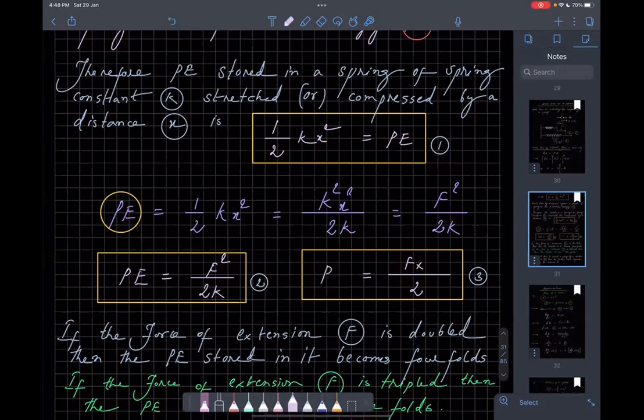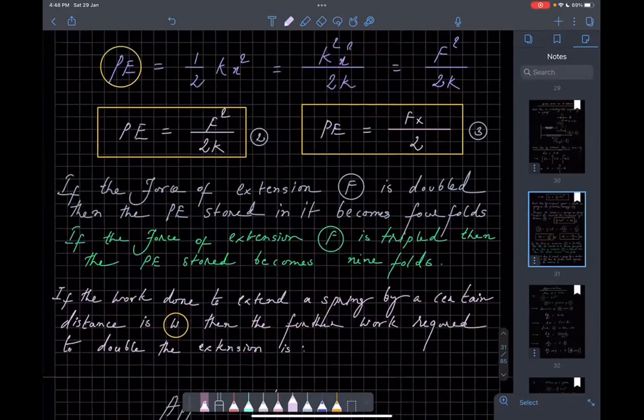That will not be always true. Average will not always be equal to initial plus final value by 2. It will be only true if the force is increasing constantly, linearly. So fortunately, it is linear. That's why you got average. Clear?